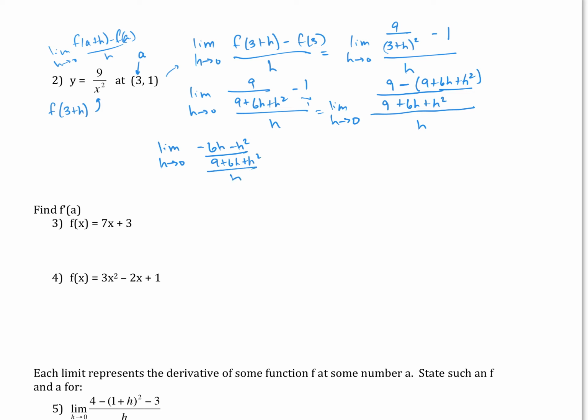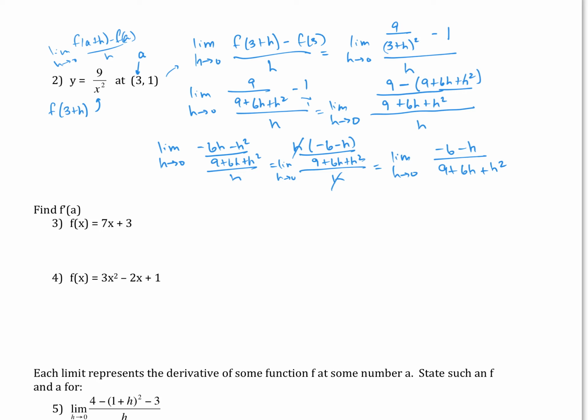So over here I'm going to take this h out. So I'll have h and then negative 6 minus h all over this 9 plus 6h plus h squared all over h. Limit as h goes to 0. Those reduce. That was my goal right here. Okay, but now look what I end up with again. I end up now with the limit as h goes to 0 of this negative 6 minus h over 9 plus 6h, okay, plus the h squared.